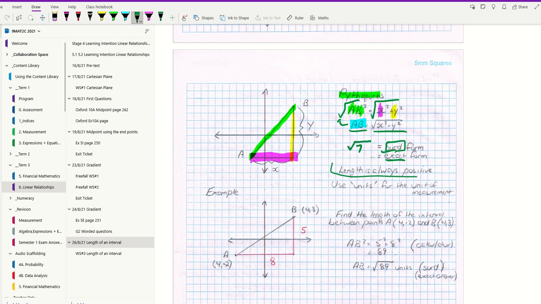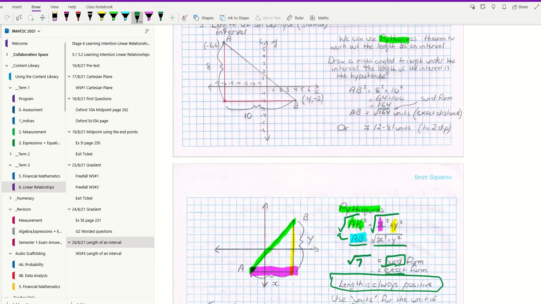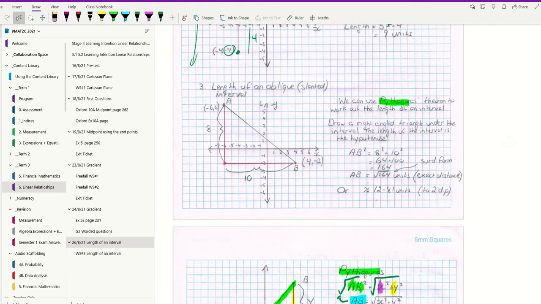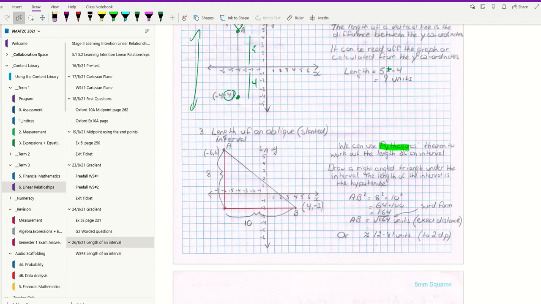So again, as I said, this length is always positive. We're always going to come up with a positive answer for length. And the last one is make sure you use units for the unit of measurement. Here we don't have centimetres, we don't have millimetres. Things can be to different scales. We have units, which is what we use when we don't have a centimetre or millimetre or metre, etc. length. So if I just come back up here and have a look at this one, the length of an oblique, slanted interval, we can use Pythagoras' theorem to work out the length of this interval.